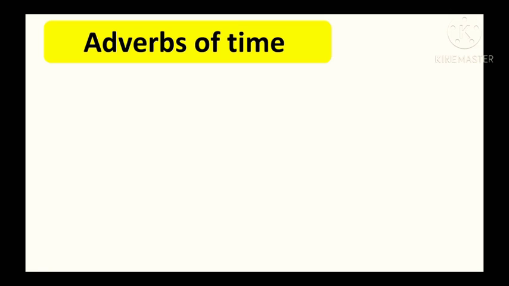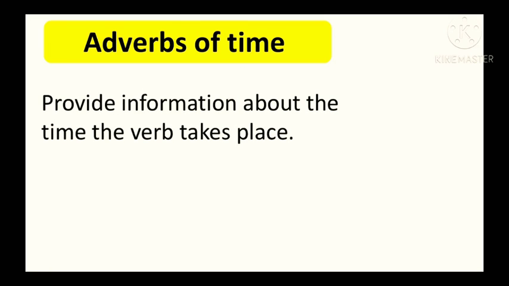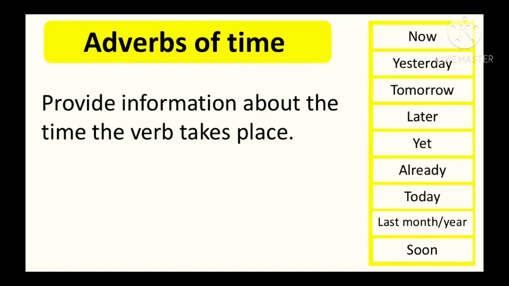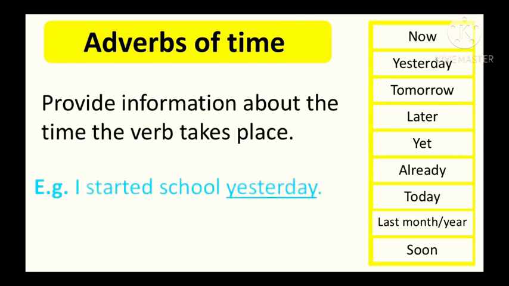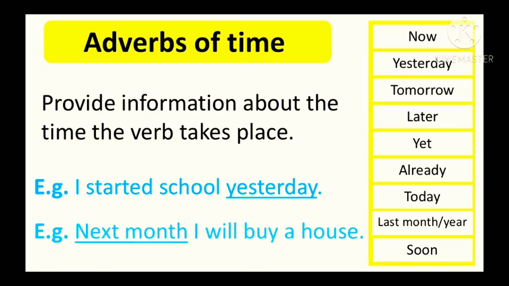Adverbs of time. These adverbs provide information about the time the verb takes place. This includes now, yesterday, tomorrow, later, yet, already, today, last month, year, soon. For example, I started school yesterday. Next month I will buy a house.